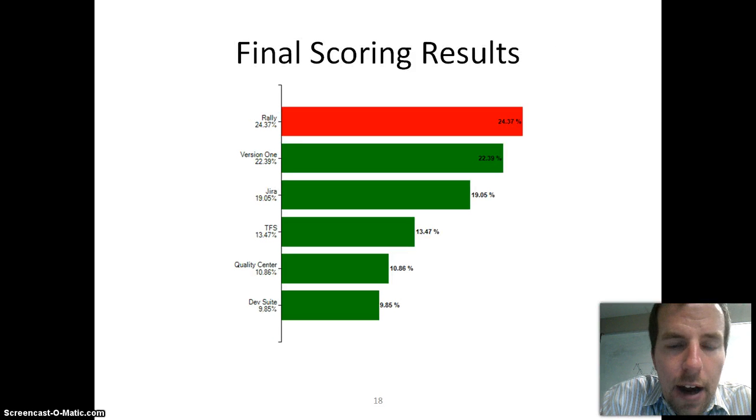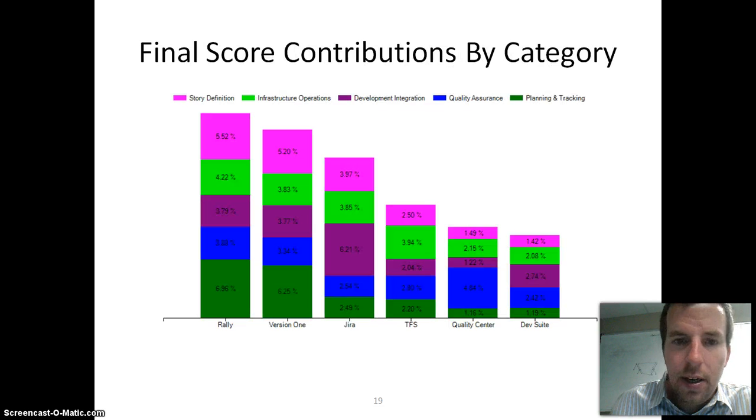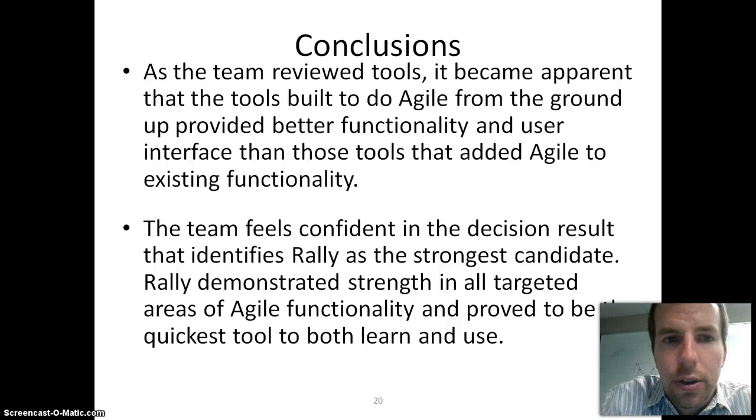So at the end, here were our final scores when we compared each tool to our categories. So you can see Rally was just ahead of Version One, Jira was third, then TFS, Quality Center, and DevSuite. And then if you looked inside of each tool, we broke it down by each category, so you can see where we put the most weighting. So again, Rally had definitely better scores compared to the other tools that were there. So here was our conclusion. We reviewed all the different tools. The team felt confident with the decision that we made to select Rally.